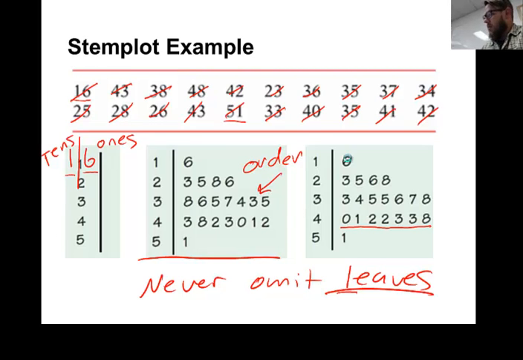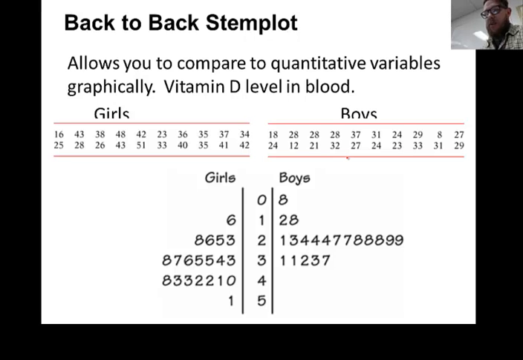So what else can we do with stem plots? We can do something called a back-to-back stem plot. If you're comparing two groups, such as girls and boys, this allows us to use one stem plot and get a visual representation of what's going on. So if we look at the data in the girls and the boys, a single stem here in the center is going to be useful for making both stem plots.